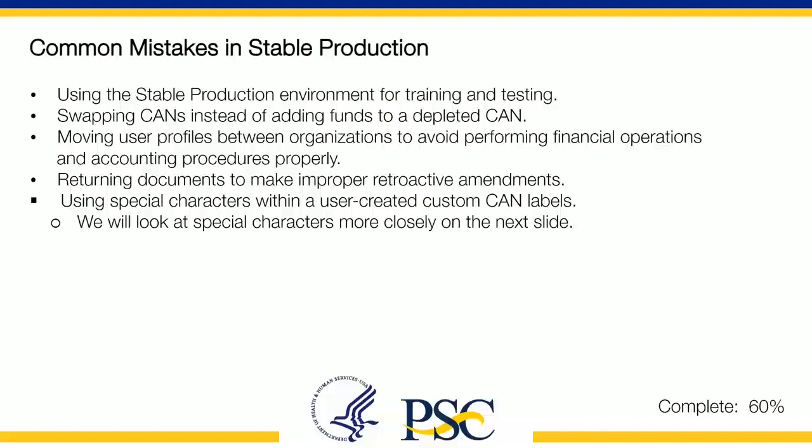Using the stable production environment for training and testing. Swapping CANs instead of adding funds to a depleted CAN. Moving user profiles between organizations to avoid performing financial operations and accounting procedures properly. Returning documents to make improper retroactive amendments. Using special characters within user-created custom CAN labels. We will look at special characters more closely on the next slide.